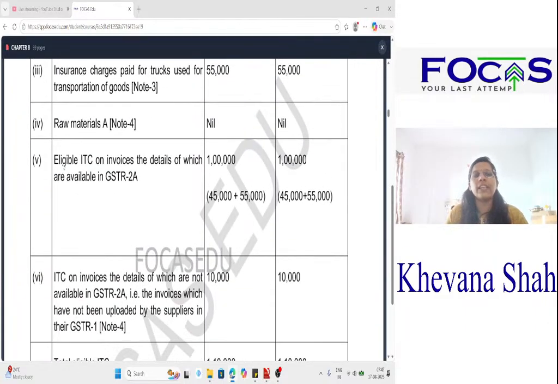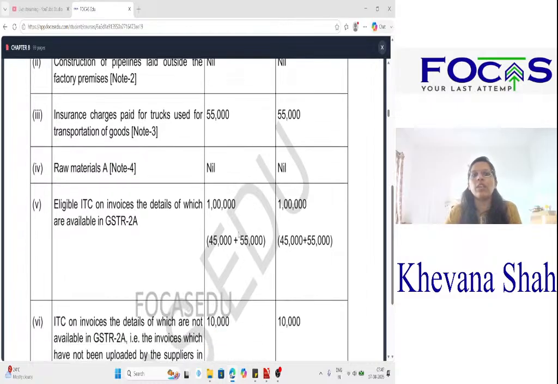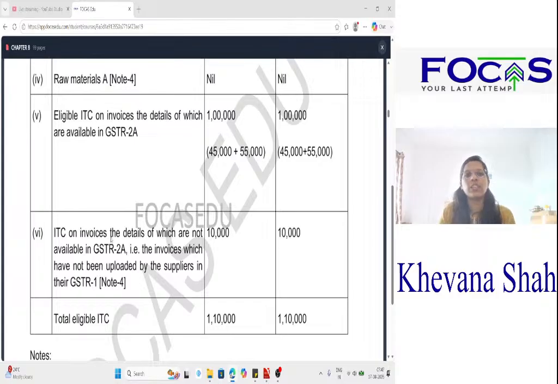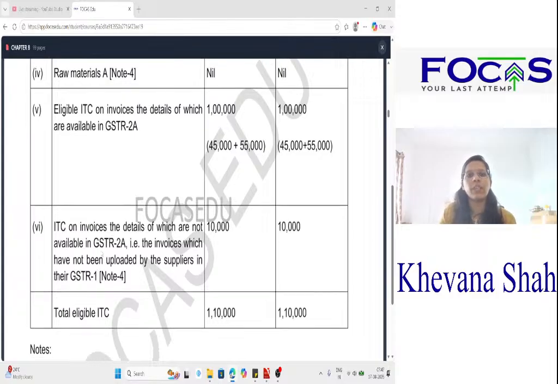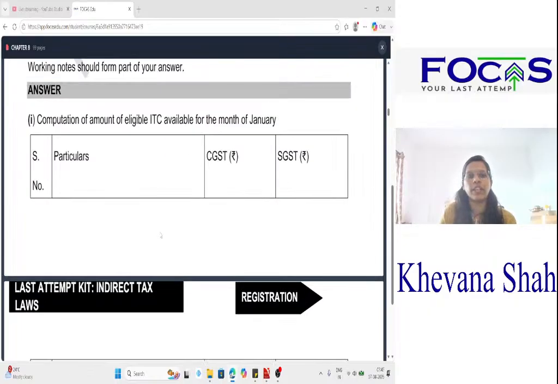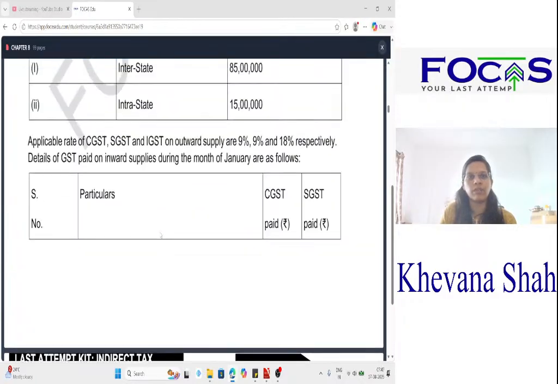Then next you have eligible ITC on invoices, the details of which are available in GSTR 2A. In GSTR 2A, only 1 lakh rupees, this 45,000 and these 55,000, for these only you have the invoices available. So on these, 1 lakh rupees will be your eligible ITC. Then ITC on invoices the details of which are not available in GSTR 2A. These invoices are not uploaded, so for that only 10,000 is the allowable limit here.